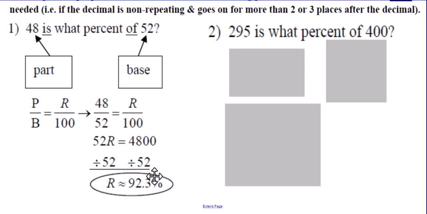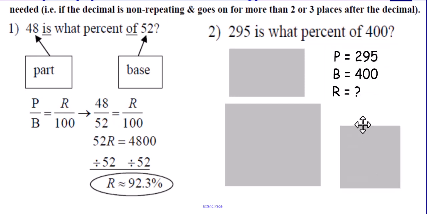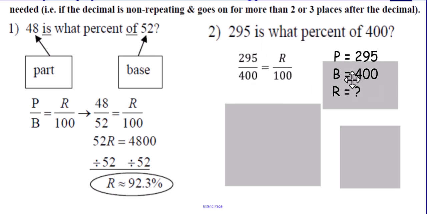So number 2, now you are welcome to try number 2 on your own first and then unpause the video and check to see if you have the same solution. After looking at number 1, it's your choice. But for this one, what I am noticing, it's a similar setup to number 1. I do not know the percent, which is R. I do know the base or the total is 400. So 295 is what percent of, meaning out of 400. 295 is the part. So we've got P over B equals R over 100.